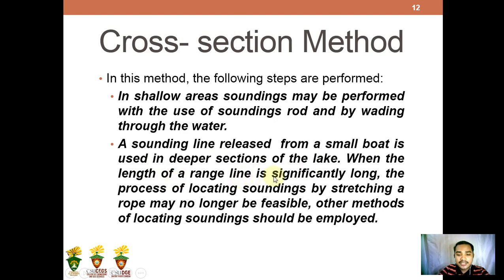When the length of the range line is significantly long, the process of locating soundings by stretching a rope may no longer be feasible. Other methods of locating soundings should be employed. So if it can no longer be done that way, we use another equipment, for example echo sounders or a boat equipped with sounding equipment, which can be used so that it is not easily carried away by the current of the water.